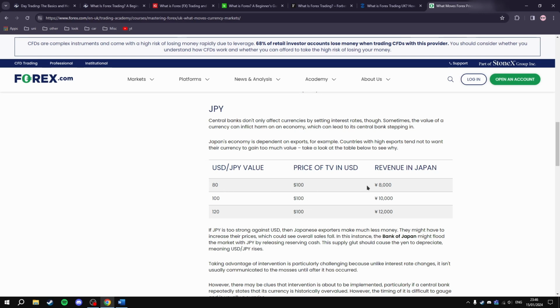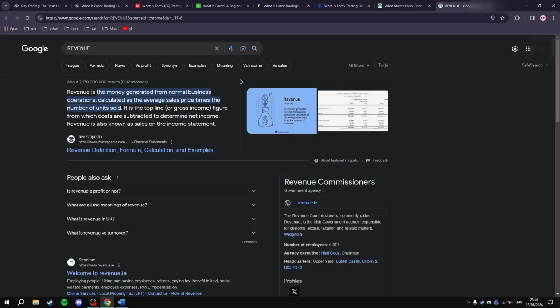Oh, so they want it as low as possible so they can... Revenue means profit, right? Money generated, yeah.